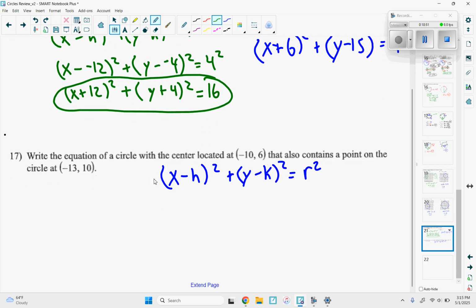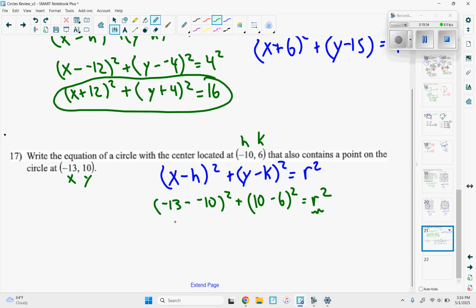I'm going to do a similar thing here for number 17. They give us the center. That's my h and k value. They don't give us the radius, but they give us a point on the circle. I'm going to make those my x and y values. All right, and so if I plug all of these into my equation of the circle, I get negative 13 minus a negative 10 squared plus 10 minus 6 squared equals r squared. And you'll notice the only variable we have left is r. And that's the thing that we need to figure out, the radius, in order to finish our equation.